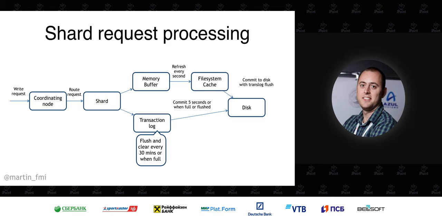The transaction log is another structure that's used by Elasticsearch. It gets filled up with information about all the operations that we execute on the instance. The transaction log is also used for recovery purposes. And over time, it also gets flushed to the disk of the Elasticsearch instance. So this is how every request going against the Elasticsearch cluster eventually gets processed.